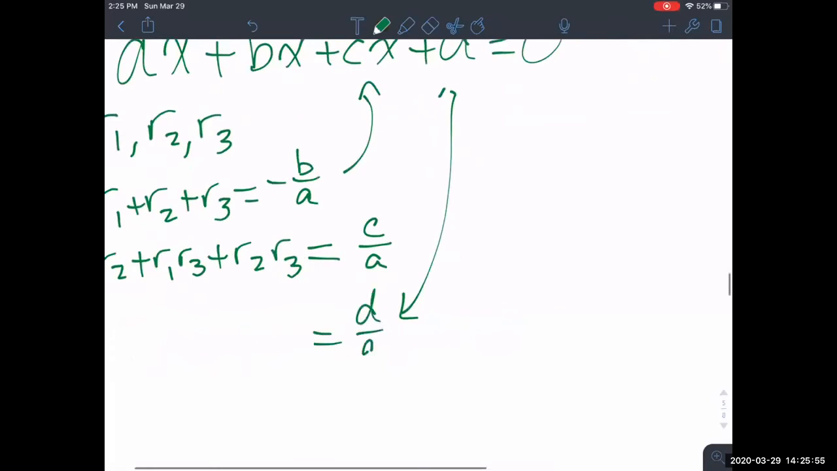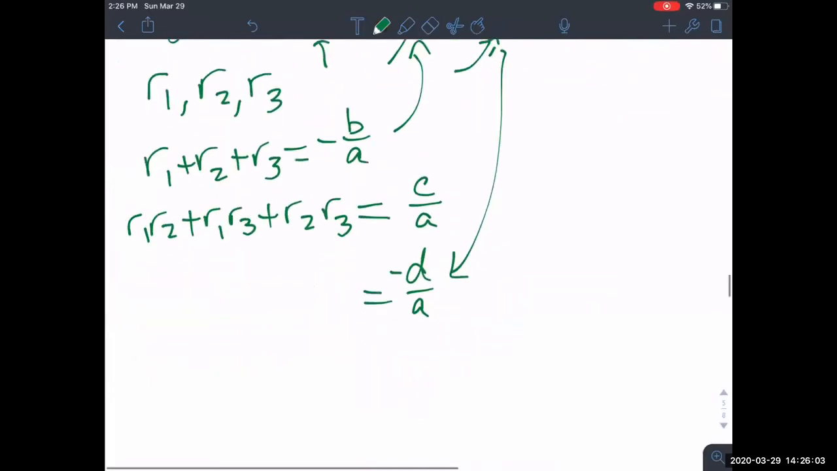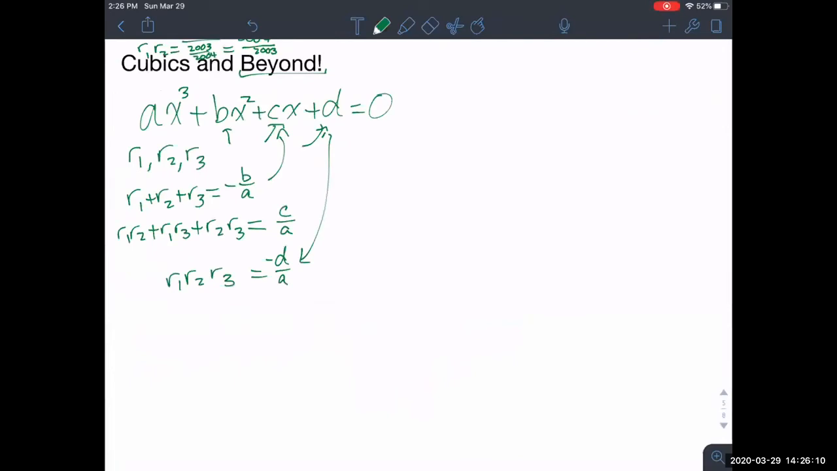It's going to be negative d over a. Keep in mind that we're going to be alternating. This is going to be negative, this is going to be positive, and this is going to be negative. I'll show you why in a moment. But this is actually going to be the product. And I think you might start to notice a bit of a pattern, and I will go into more detail about that in the beyond section.